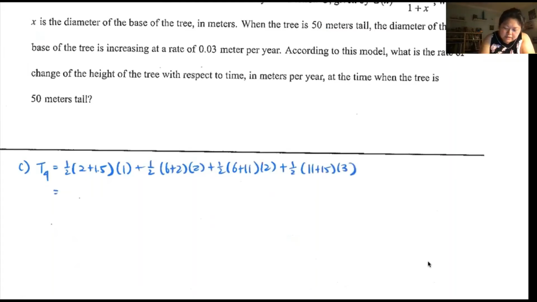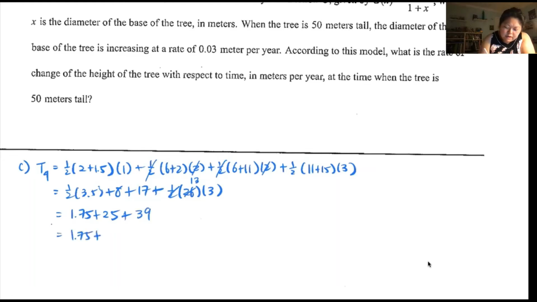Okay. All right, so that gives me 1/2 times 3.5 plus, I can reduce these out, so plus 8 plus, reduce these out, 17 plus, okay, so 1/2 times 26 times 3. All right, so that's a little bit easier. 3.5 divided by 2 is 1.75. 8 and 17 is 25. And then this reduces to 13 times 3 is 39, which gives me 1.75 plus 64. So 65.75. So that's the trapezoid rule, the sum of it, right?